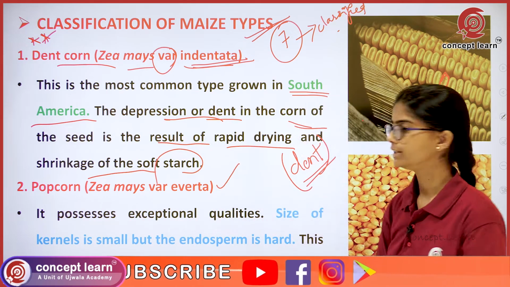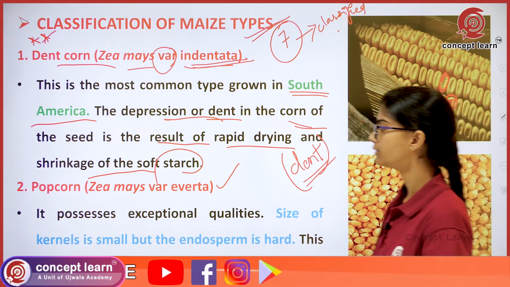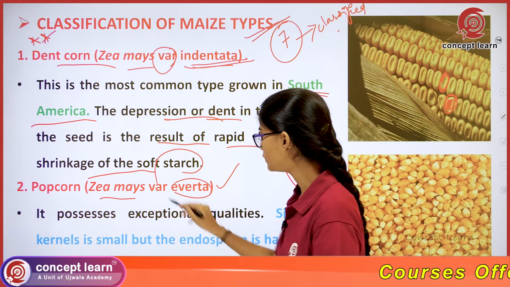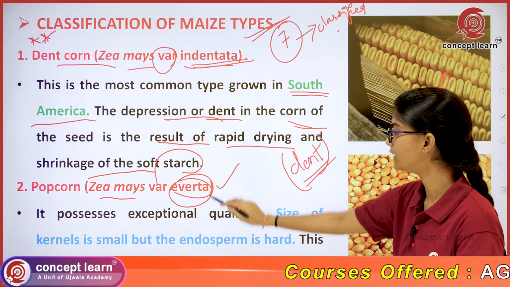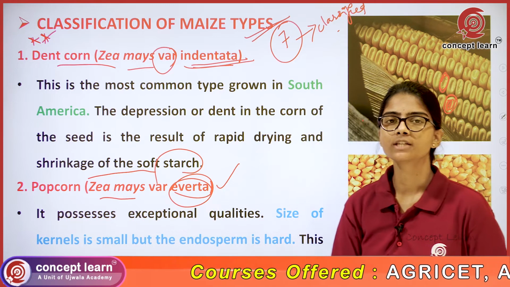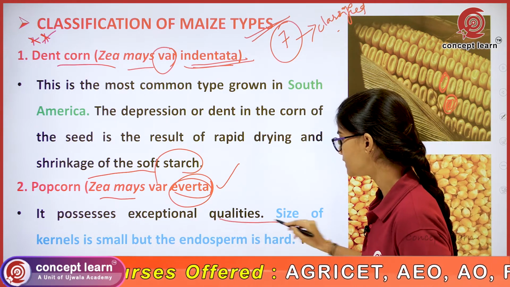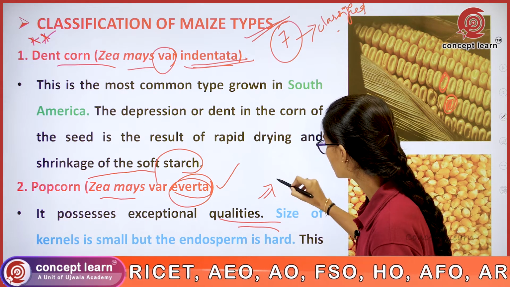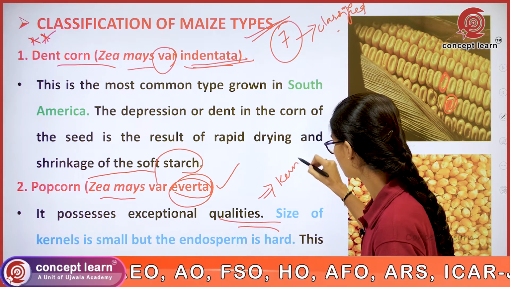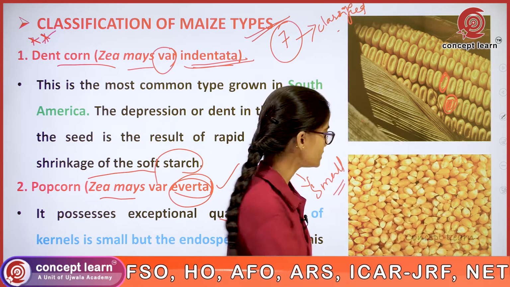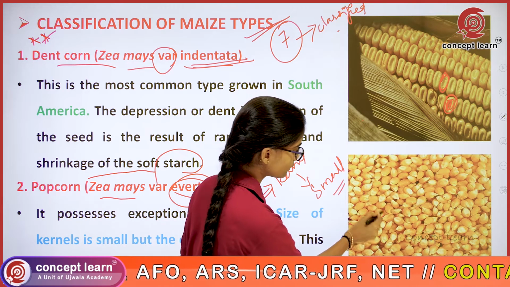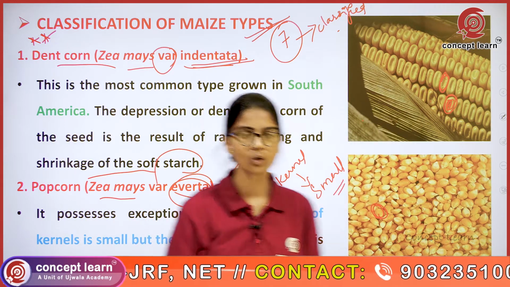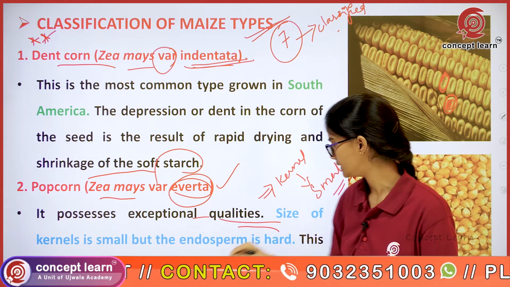And the second variety is popcorn. The scientific name of popcorn is Zea mays variety everta. Popcorn possesses exceptional qualities, such as the size of the kernel being very small. In this figure, we can see that the size of the kernel is very small when compared to the dent corn.